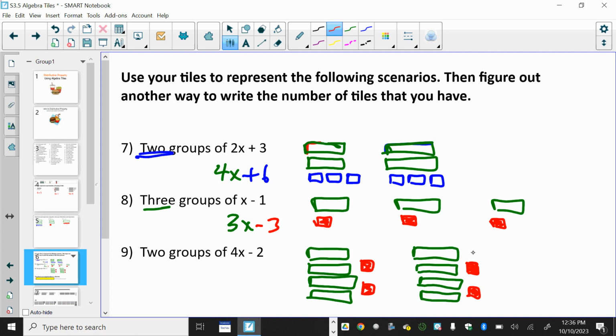We can rename that. Rename that way: 1, 2, 3, 4. Negative x minus 4. Alright, the next one.